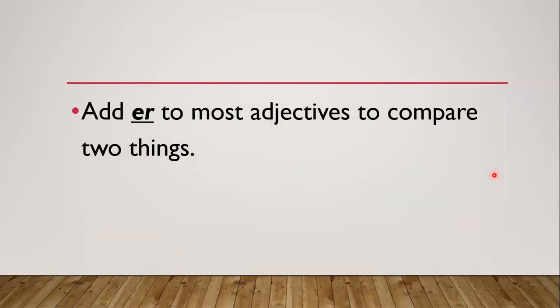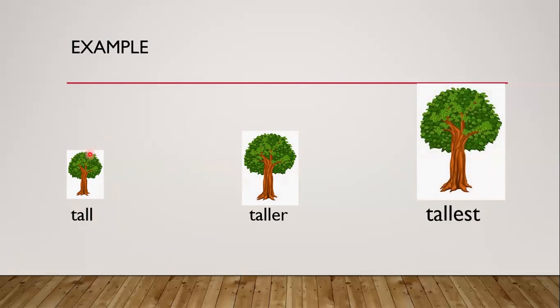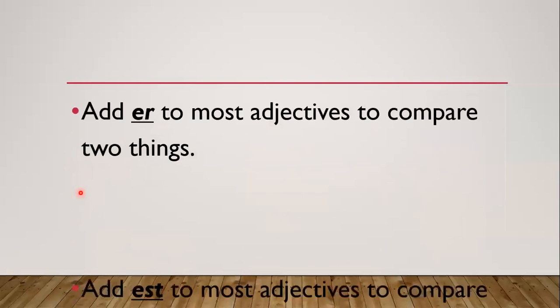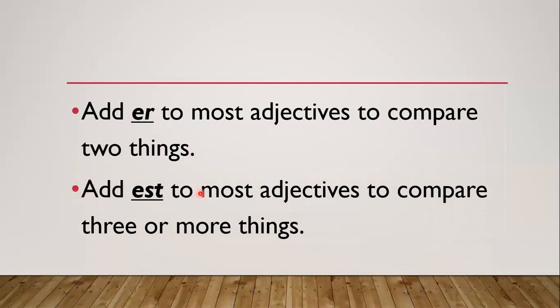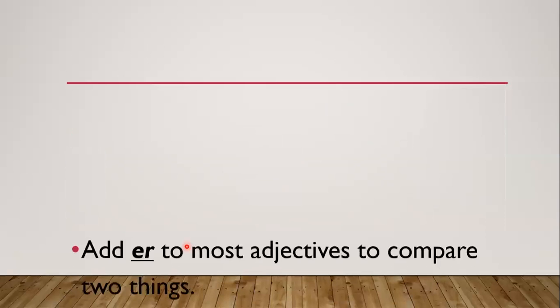Now, add ER to most adjectives to compare 2 things, like I said here on the tree. If you're going to compare these 2 trees, you will say the tree on the right is taller than the tree on the left. Add EST to most adjectives to compare 3 or more things. That's why in the trees picture right here, we have 1, 2, and 3 trees. And we said that this one is the tallest tree comparing with the whole picture. Okay, so let's practice.